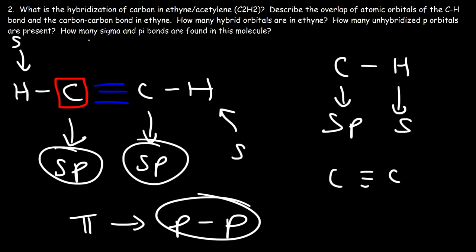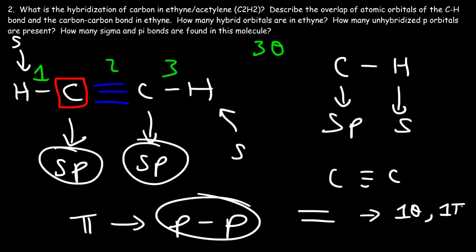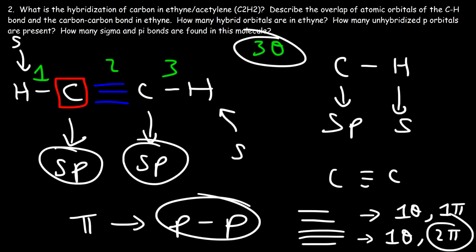Now let's jump to the last question. How many sigma and pi bonds are found in this molecule? So just count the bonds. 1, 2, 3. There's going to be 3 sigma bonds. Now we said that a double bond has 1 sigma and 1 pi bond. What about a triple bond? A triple bond has 1 sigma and 2 pi bonds. So this particular molecule has 3 sigma bonds and 2 pi bonds. So that's the answer for the last question.